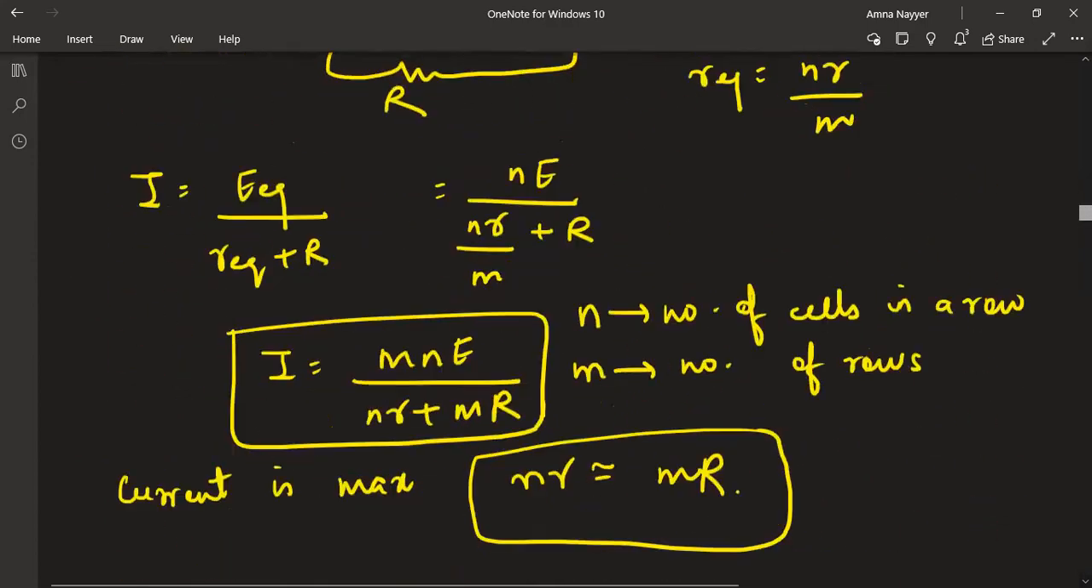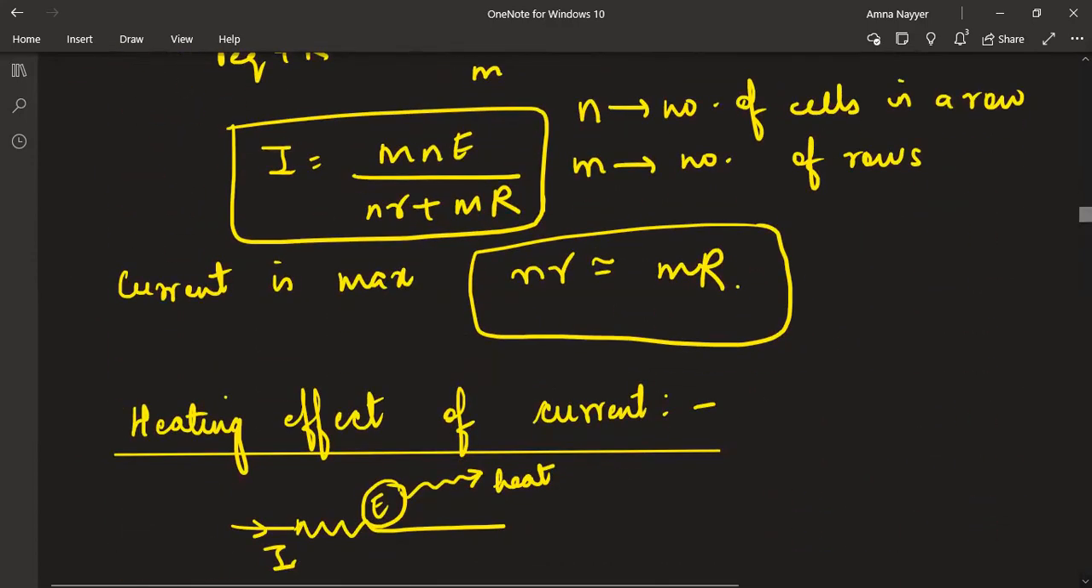Lastly, you have mixed grouping. In mixed grouping, the formula becomes mn into E divided by nr plus mR. And if you have to get the maximum current, this is used a lot. n into small r is almost equal to m into capital R. Fine. n into r is almost equal to m into capital R. Now let us practice some questions.